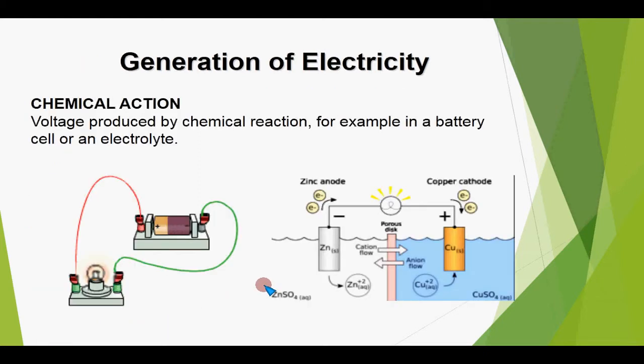How we can produce the electricity through the chemical action. In daily life we are using many different types of cells. They always use the chemical action in them to produce the electricity. These voltages are produced by chemical reaction, for example in a battery cell or an electrolyte. All the cells are basically using these chemical actions to produce the electricity.